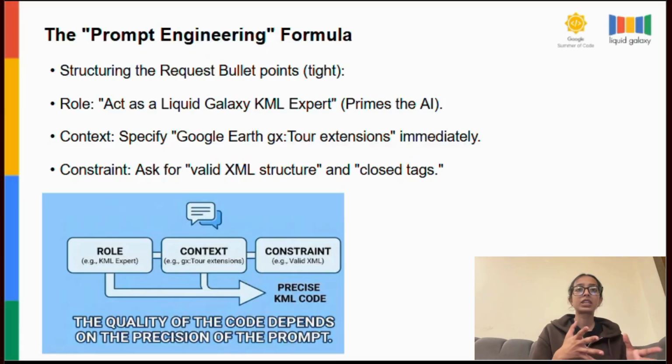Then comes the context. Here I explicitly mentioned things like Google Earth and tour extensions, so the model knows exactly which part of KML we are talking about. And finally, the constraints: asking for valid XML, properly closed tags, no shortcuts. The key idea, which you can see written at the bottom of the image, is simple: the quality of KML depends on how precise the prompt is. When we structure the request properly, the output becomes predictable and usable.